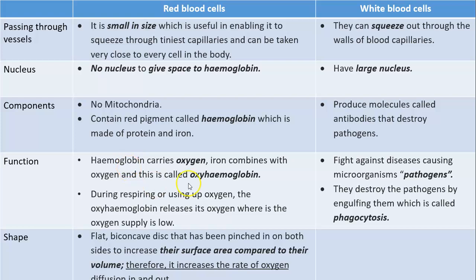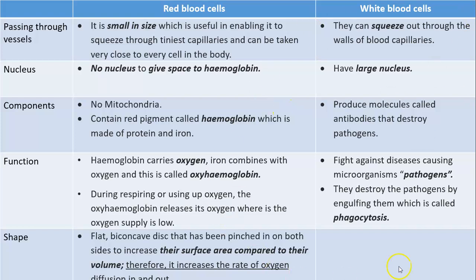Function. Hemoglobin carries oxygen, and iron combines with the oxygen to make oxyhemoglobin. During aerobic respiration, all the cells of the body use up the oxygen they have. So when a red blood cell passes containing its oxyhemoglobin, it releases the oxygen where there is low oxygen, because oxygen passes from high to low concentration. So when the cell has used all of its oxygen content, now the red blood cell has higher concentration of oxygen, so the oxygen will flow from the red blood cell into the cell in need of oxygen.